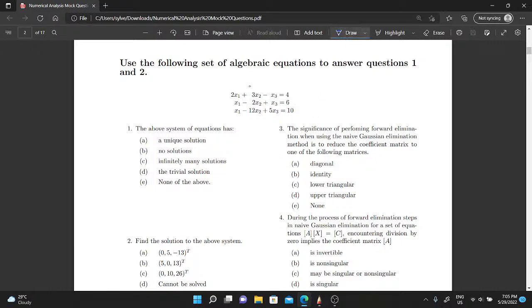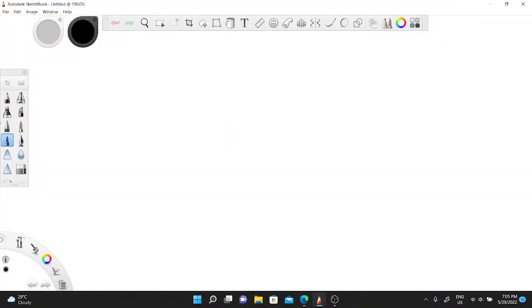Yes, so you have a set of equations. You have three equations. And then the question goes like: the above system of equations has a unique solution, no solutions, infinitely many solutions, a trivial solution, none of the above. So many people saw this in their midterm and it became an issue. So let's talk about everything, right?